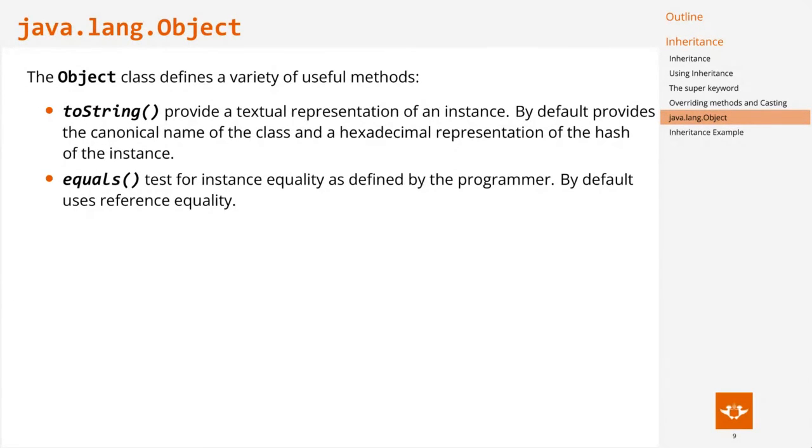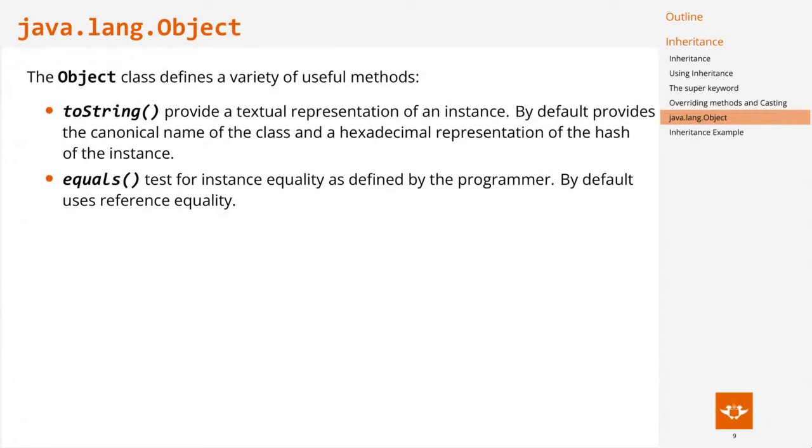We can do something more complicated. We can say, take the codes, take the name, take everything, and only if all of that is the same, then they are the same instance. So you can override these methods and change them to suit your needs.